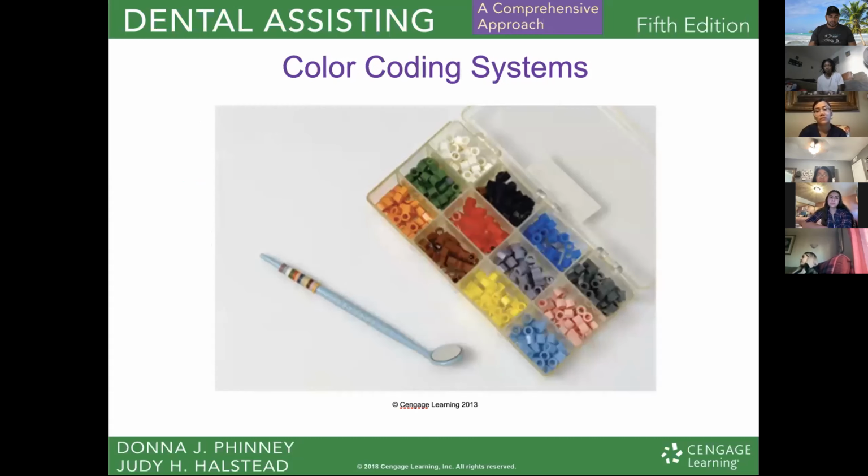So here are what some of these color coding systems look like. These ones are the most common ones. These are like little rubber bands, but they're very durable, so they can be autoclaved many times before they fall apart.